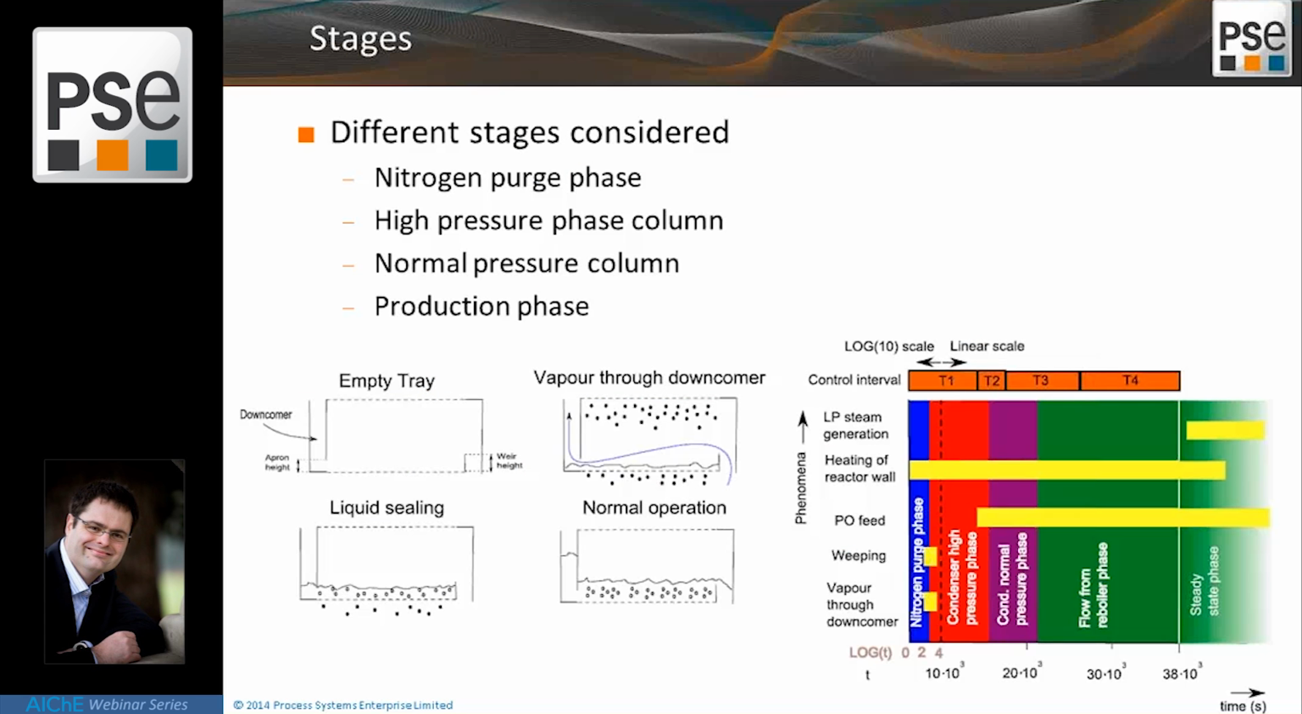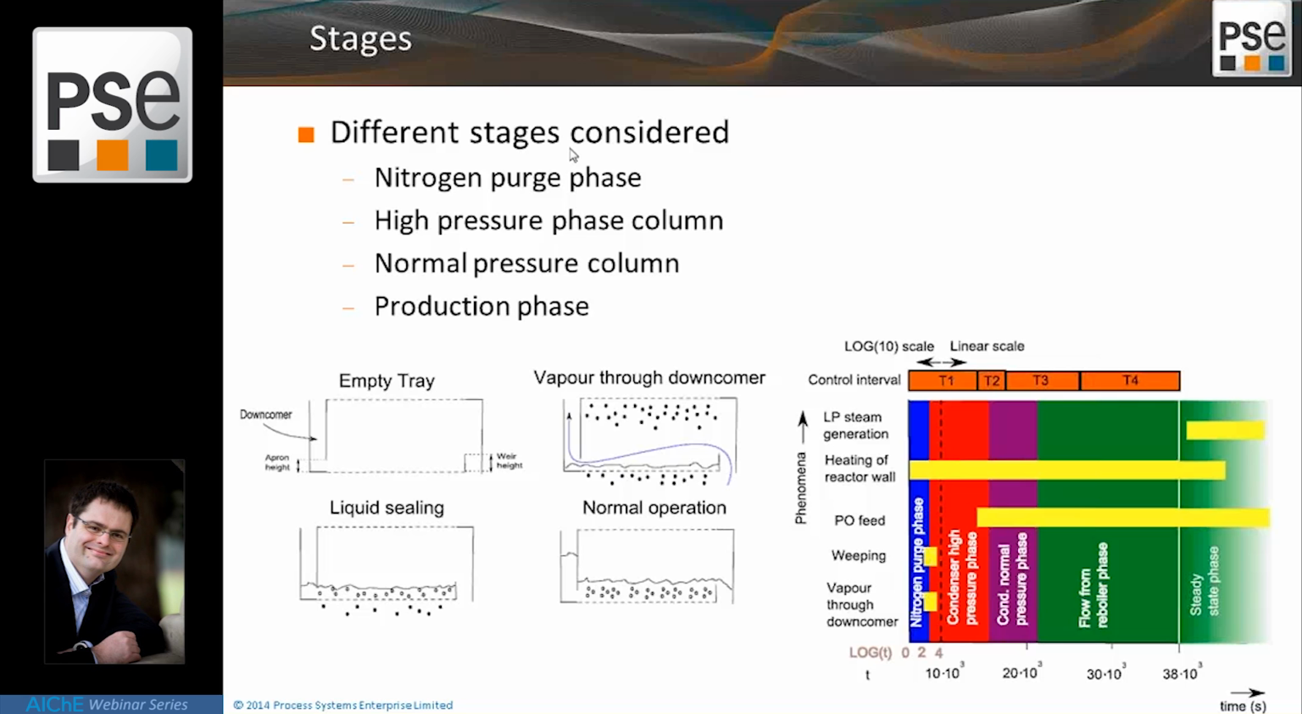And what you will see is that there's mainly weeping, and if the reboiler is turned on, you will actually see that the vapor is traveling through the downcomer as indicated here. At a certain point, there will be liquid sealing, and that will stop the vapor from being able to travel through the downcomer, and this will create a sudden increase in the pressure difference. And then finally, once you're in normal operation, weeping has basically stopped.